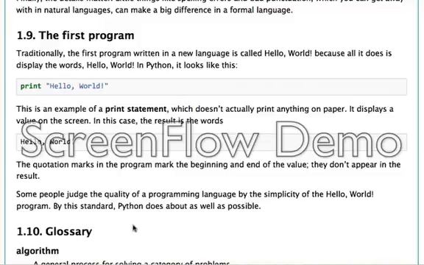The quotation marks in the program mark the beginning and end of the value. They don't appear in the result. Some people judge the quality of a programming language by the simplicity of the Hello World program. By this standard, Python does about as well as any language ever has.